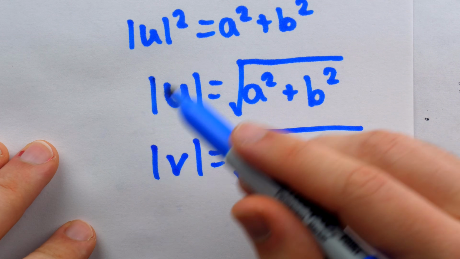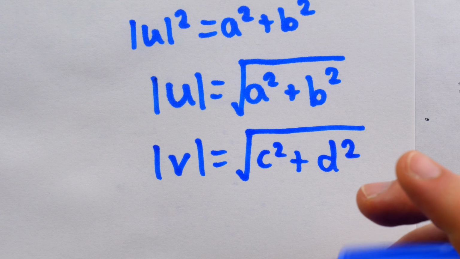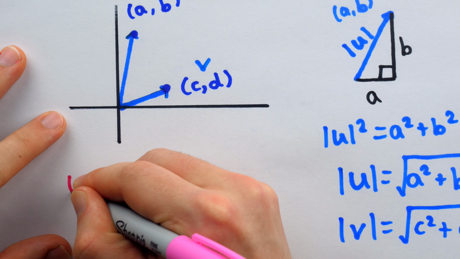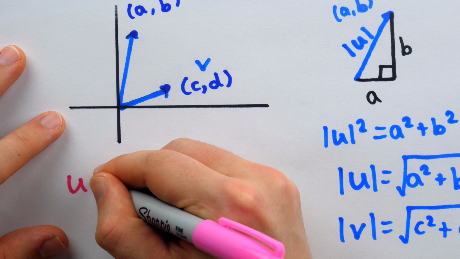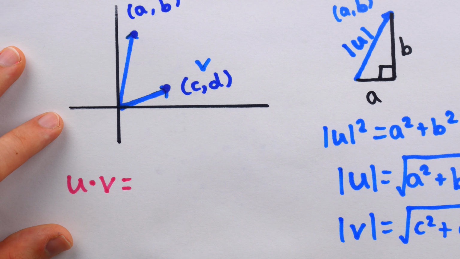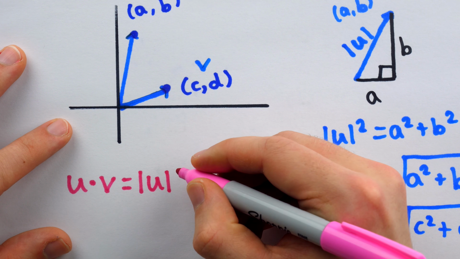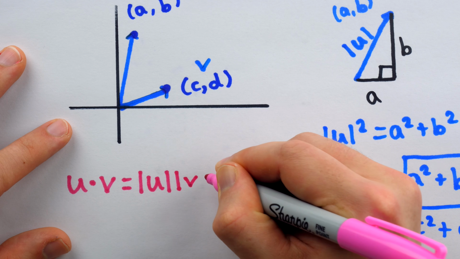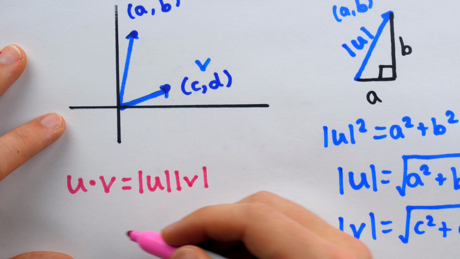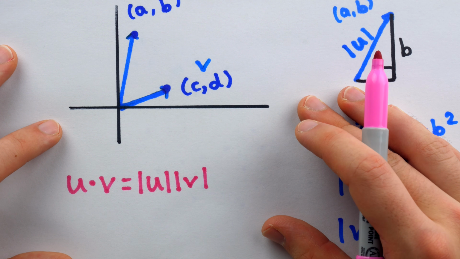Alright, now that we understand the magnitude of vectors, we can try to define multiplication. What should it mean to multiply a vector u in two-dimensional space by another vector v in two-dimensional space? Well, we should just multiply the magnitudes of the vectors together. The magnitude of u times the magnitude of v. This works very much like multiplication of real numbers on the number line.